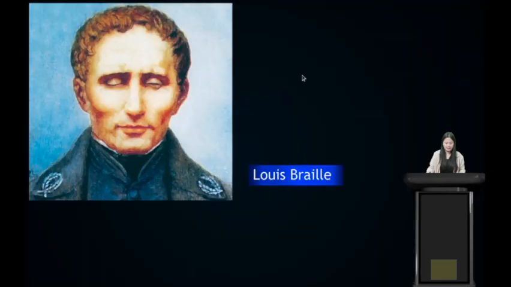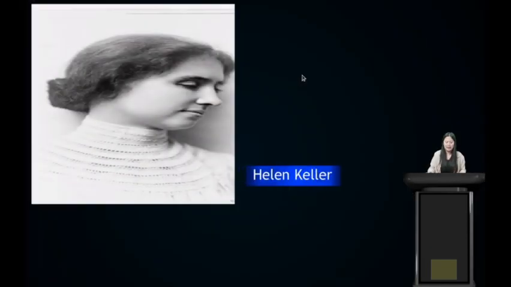Alright students, so let us see here. We have here Louis Braille. Louis Braille is a blind person, but he developed a resource which helps the visually challenged person to read and write. And here we see Helen Keller. Helen Keller is an author and a lecturer. She is also a visually impaired person.